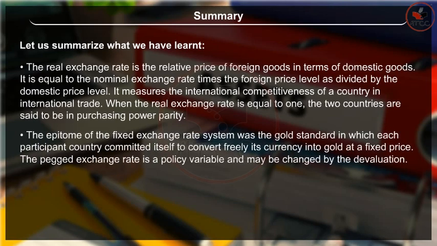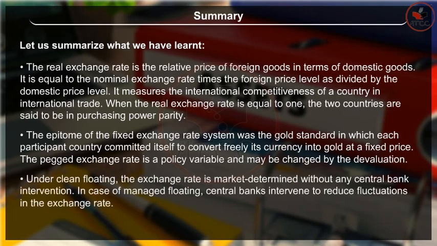The epitome of the fixed exchange rate system was the gold standard, in which each participant country committed itself to convert freely its currency into gold at a fixed price. The pegged exchange rate is a policy variable and may be changed by devaluation. Under clean floating, the exchange rate is market determined without any central bank intervention. In case of managed floating, central banks intervene to reduce fluctuations in the exchange rate.